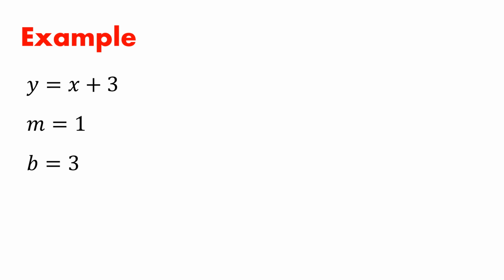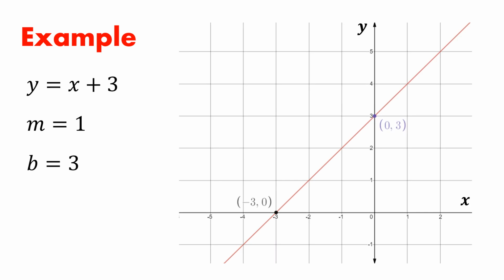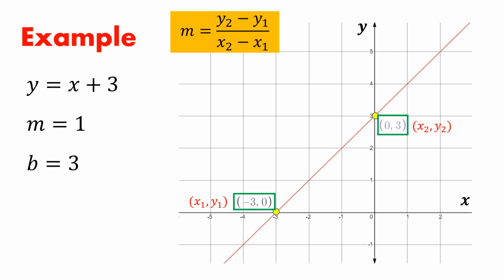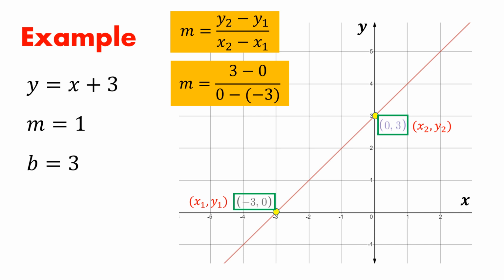These can easily be verified graphically. If we take the point negative 3, 0 to be our x1, y1 and the point 0, 3 to be our x2, y2, the slope would be equal to m equals 3 minus 0 all over 0 minus negative 3. This is equal to m equals 3 over 3 or simply 1.